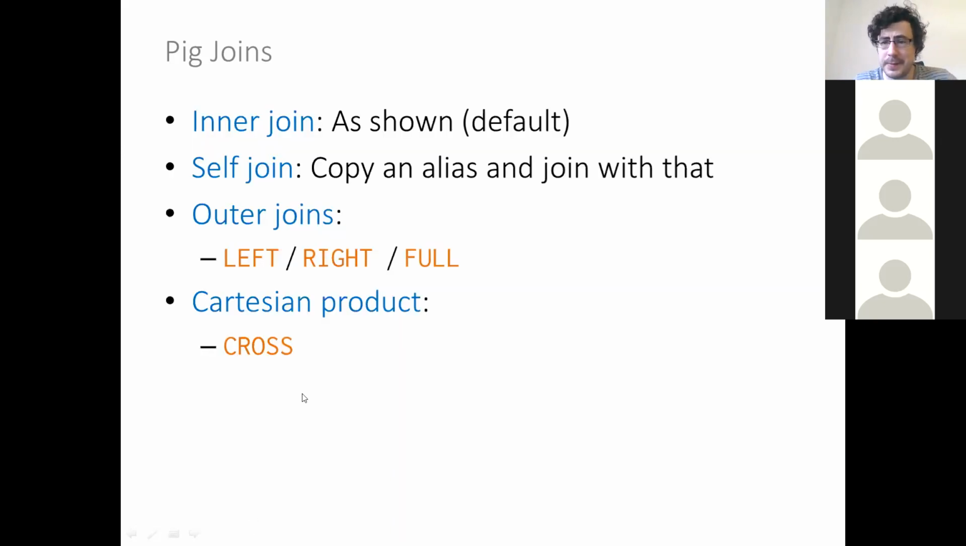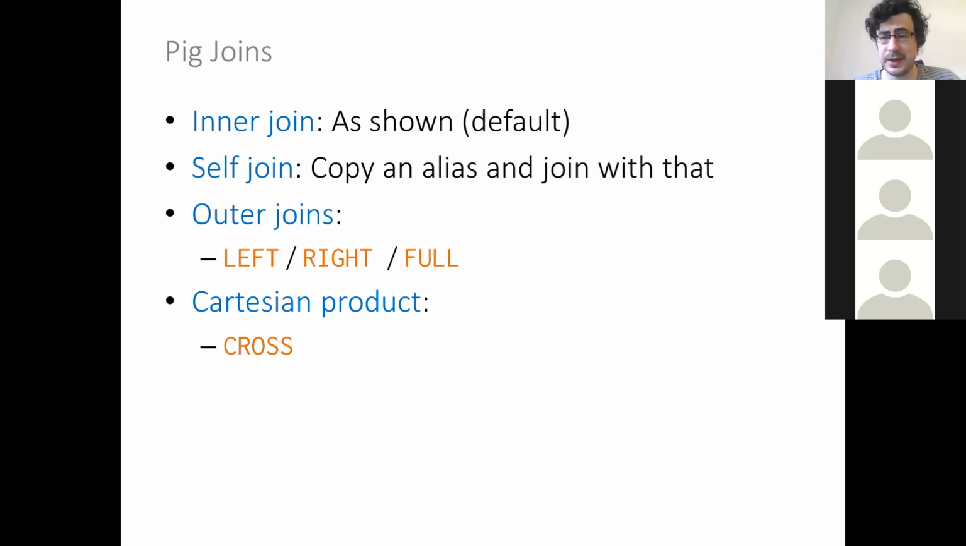So can we do other types of joins? We saw essentially that the default is to do inner joins as it is in SQL, but we can also do self joins. We can do outer joins, and we can do Cartesian products as well if we want. So what is a self join? A self join is just joining a relation with itself.